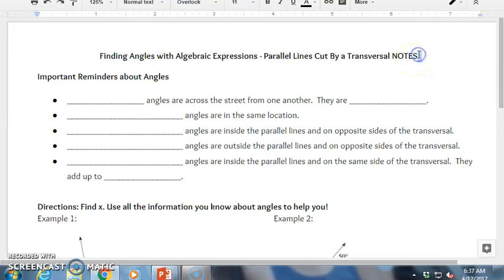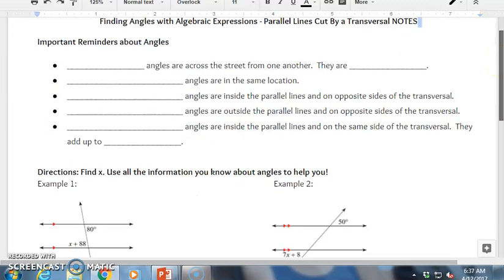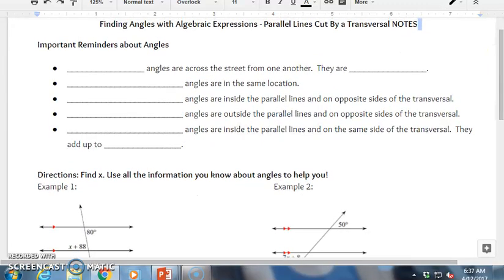Okay guys, this is the last thing that we're going to cover, and this is just a continuation of yesterday's stuff and yesterday's video, and that instead of finding the angles for parallel lines cut by transversal, you have to first solve for x and then plug it in and find the angles. Okay, so a couple reminders about the different types of angles that you're going to see.